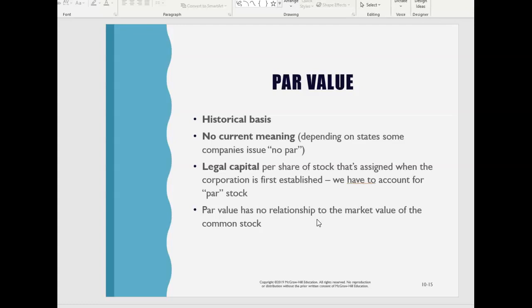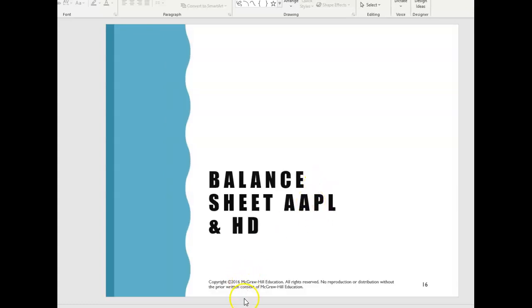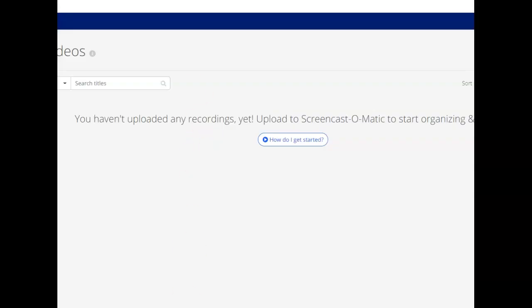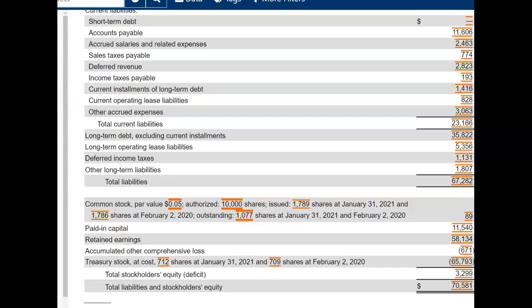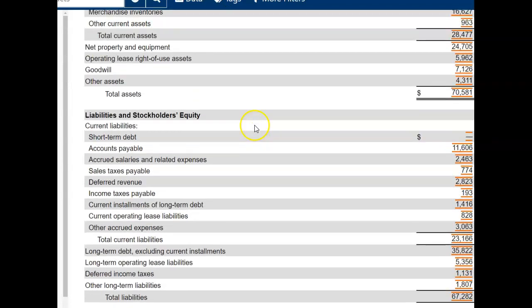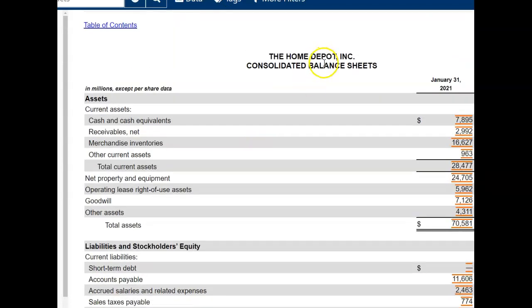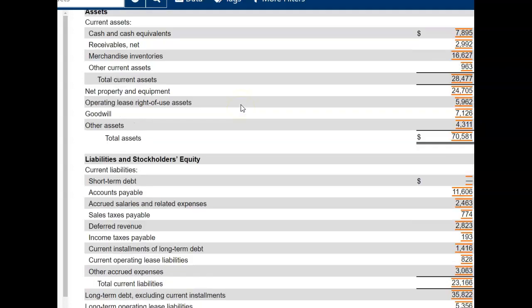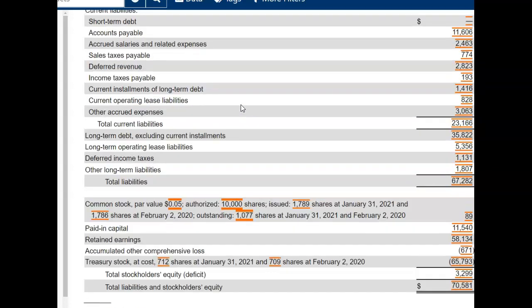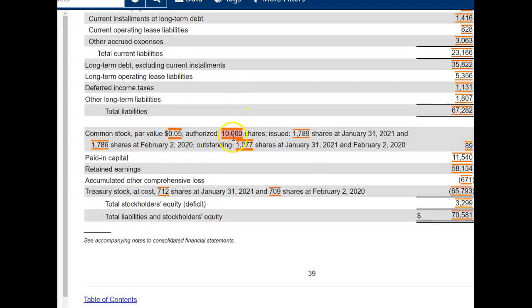So let's go out and take a look. Let's just take a look at Home Depot. Here I am at Home Depot. I'm looking at their balance sheet. We've done the asset part and the liabilities part, and now we're looking at the common stock, the shareholders' equity side of this. It tells us that Home Depot has common stock that has a par value of a nickel. Par value of a nickel.